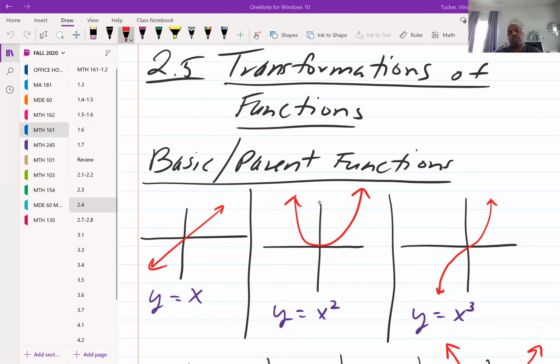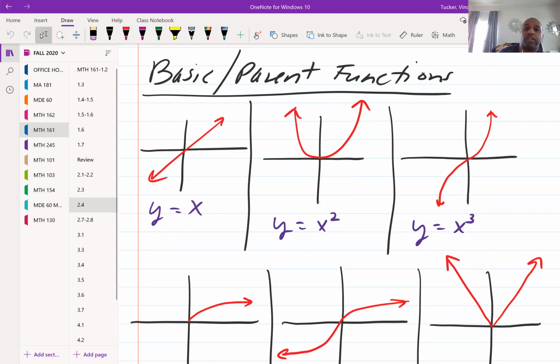So 2.5 is transformational functions. And so we have 6 basic functions that we will give an account for. The first one is y equals x, which gives us this linear graph. Then we have x squared, which is the parabola, x cubed, the cubic equation.